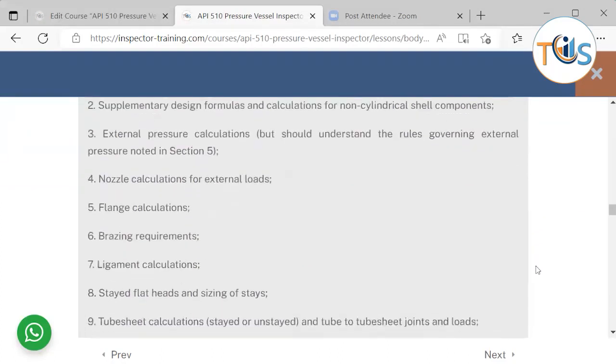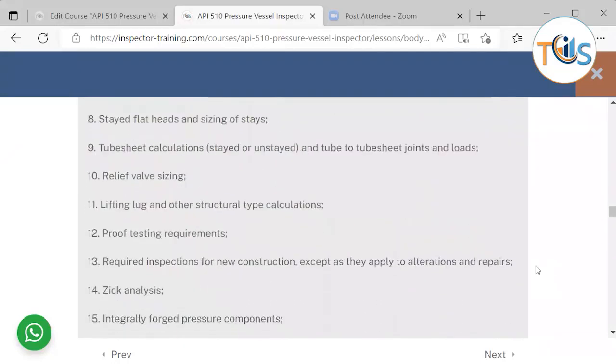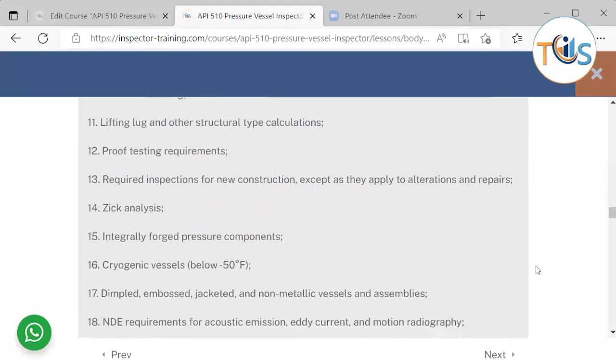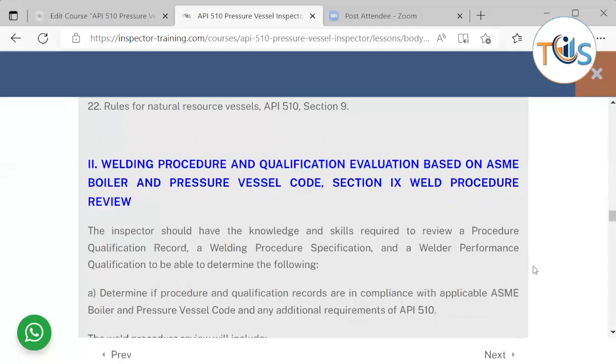There are so many areas, like flange calculation, but there are not many questions coming from this. You just should know the very, very basics. Okay, yeah, we'll go through this.